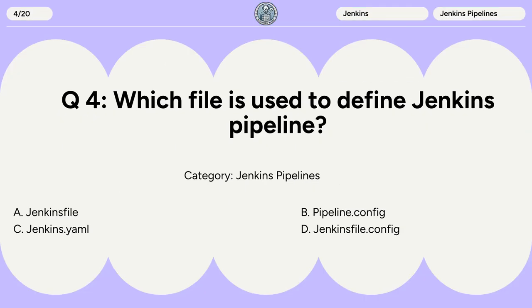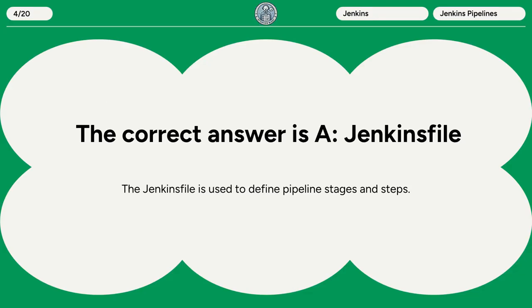Question 4. Which file is used to define Jenkins pipeline? A. Jenkinsfile. B. Pipeline.config. C. Jenkins.yaml. D. Jenkinsfile.config. The correct answer is A. Jenkinsfile. The Jenkinsfile is used to define pipeline stages and steps.